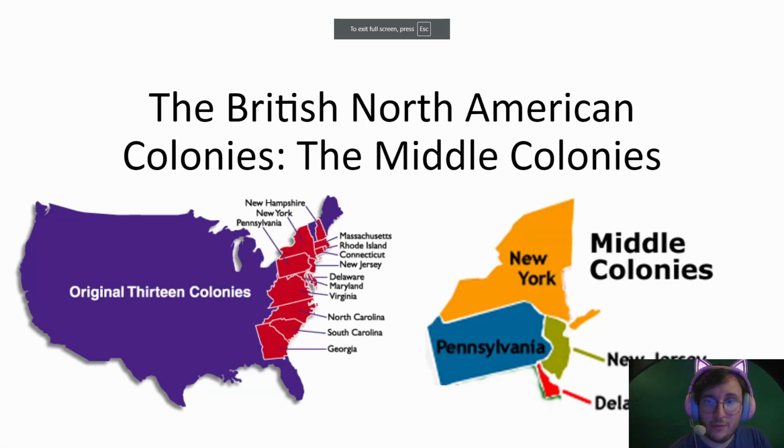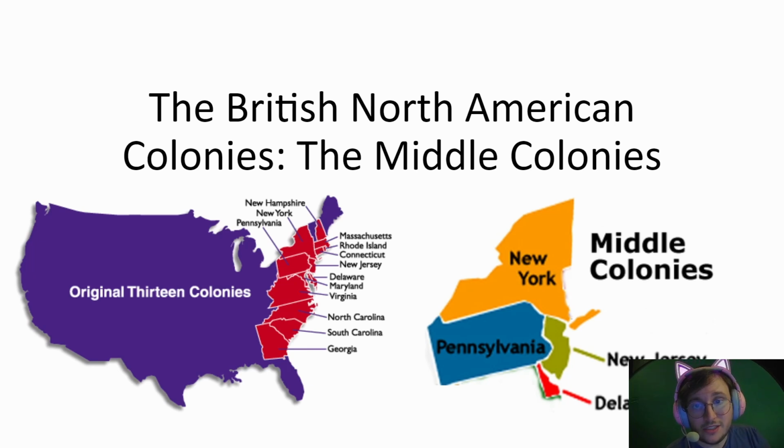Hi, welcome back. Today we're going to be going over the British North American colonies, the middle colonies in particular today. We're going to examine what these places look like, what they produced, what their economics were, and then how slavery was also integrated into these colonies. These colonies include New York, New Jersey, Pennsylvania, and Delaware.